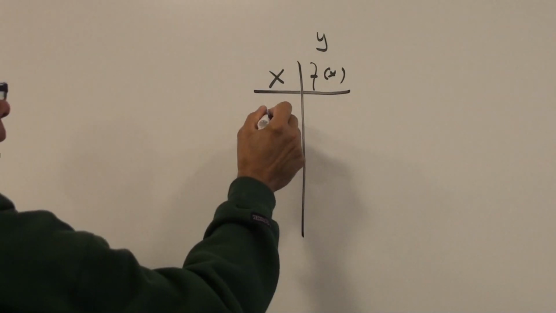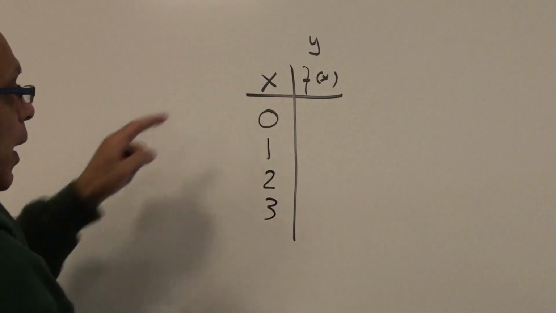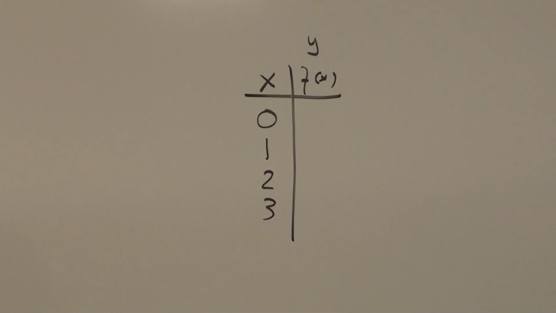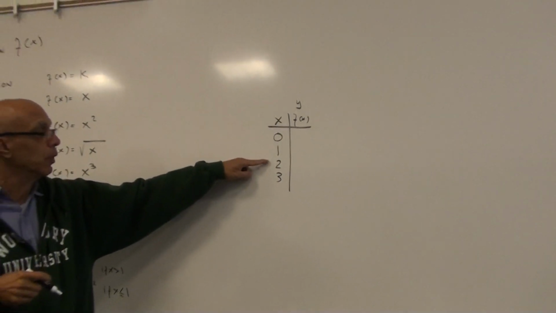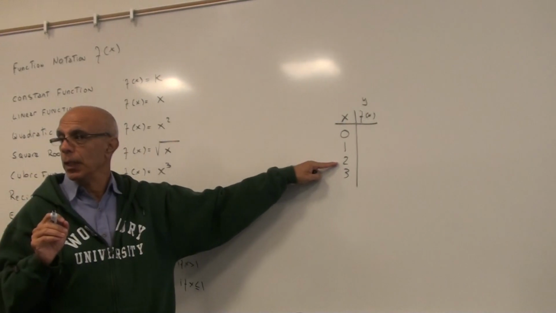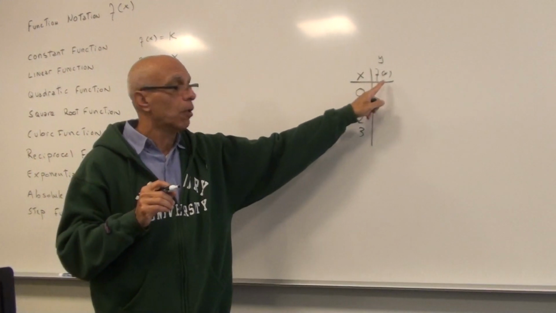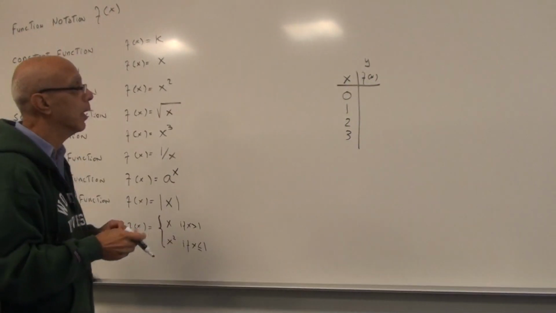So let's say I have 0. You enter any value of x. Remember, x is the independent variable, right? It's the variable that we can control. We can decide which value we want. Once we decide what value we want for x, y or function of x is determined, right?